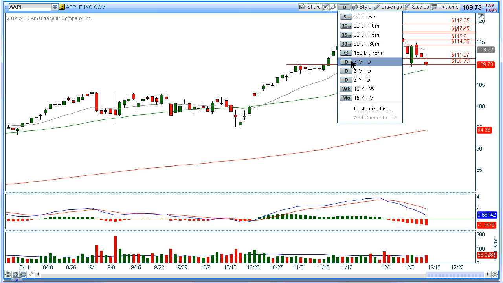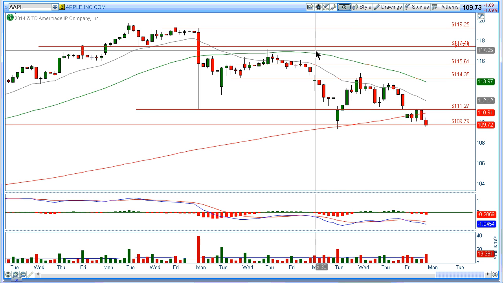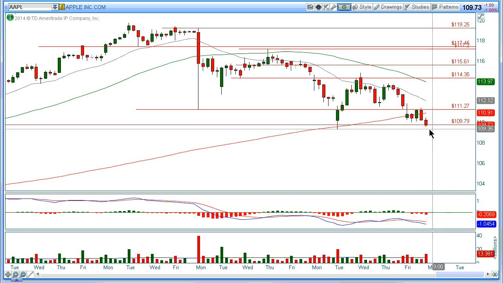Here are some of the levels that we've been watching, that 172. Let me zoom this back in to a little bit tighter time frame. In this intraday chart, we see this 172.20, which is basically this top, this peak here. We're also saying that it has to get above this 117.45, essentially this pivot low. After that, we want to see Apple get above this 119.25 here. Right now, it's basically sitting at this 109.